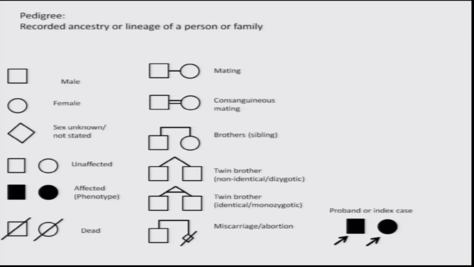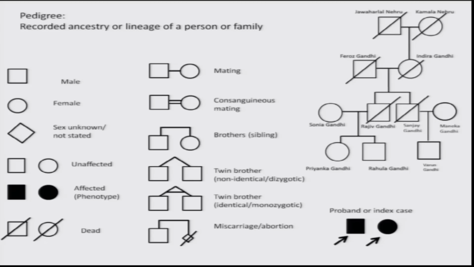These are the symbols that we use to show or to construct a pedigree. Let us do it now. I have shown here the same Gandhi-Nehru family with all the symbols that have been used.